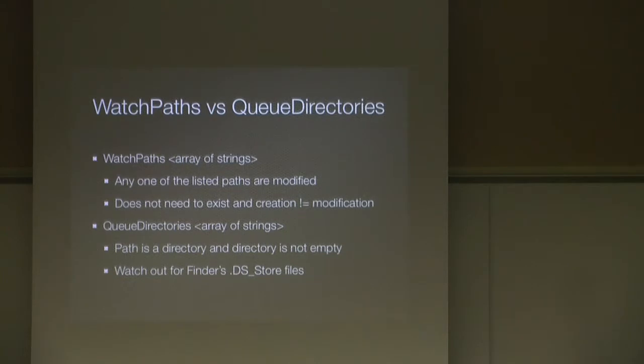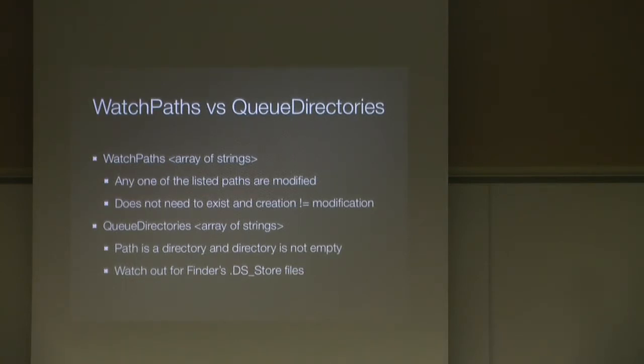Another one is watch paths and queue directories. They sound similar, but they're very different. Watch paths takes an array of strings. Each string is then a path to a location on the file system. And if any one of those paths is modified, your job is triggered. The path doesn't need to exist to be in that watch paths. And if it gets created, it isn't considered a modification, so it has to be created and then modified in order to run.